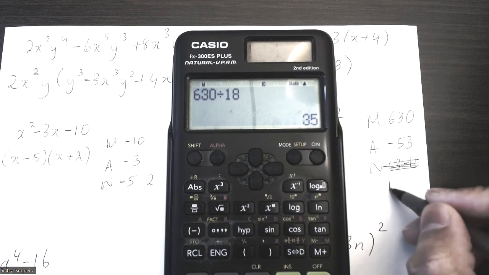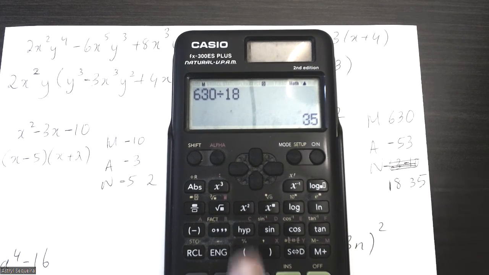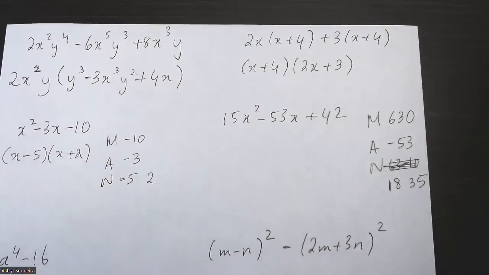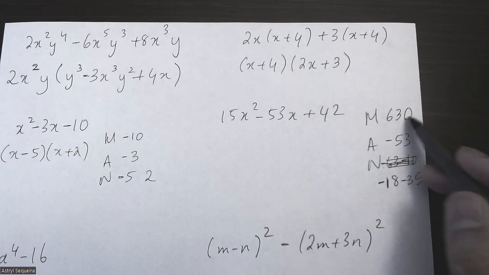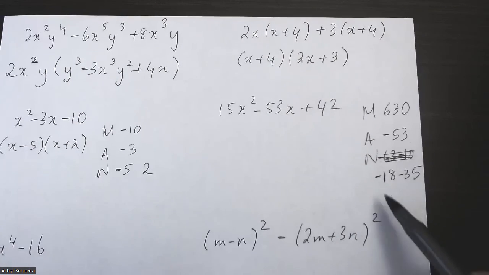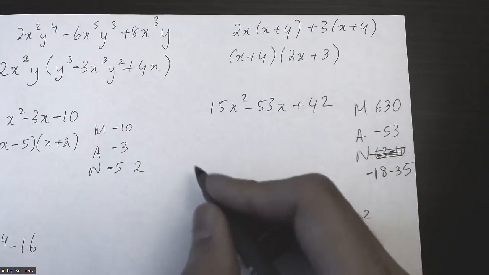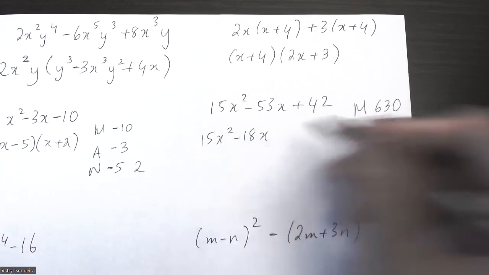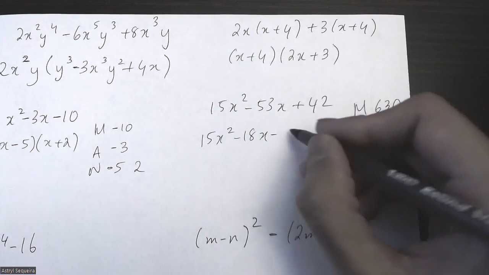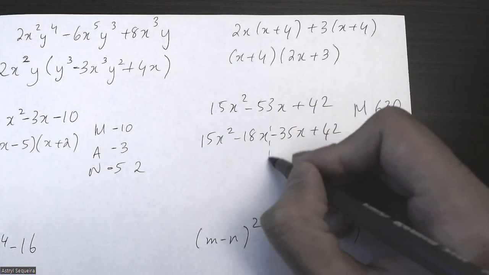So now I have another possibility of 18 and 35. I just have to figure out the signs. If I make them both negative, the multiplication will be positive and the addition will be -53. So I have my two numbers here. So now I have to do factoring by grouping. So 15x squared minus 18x minus 35x plus 42. I'll group it down the middle.